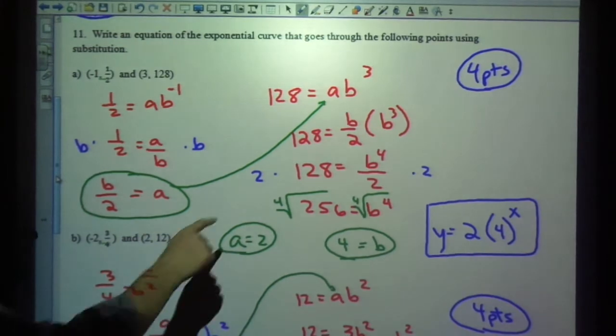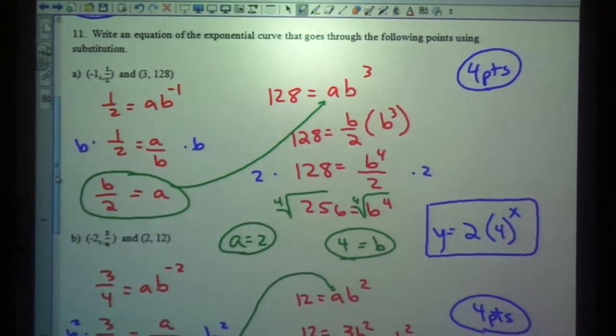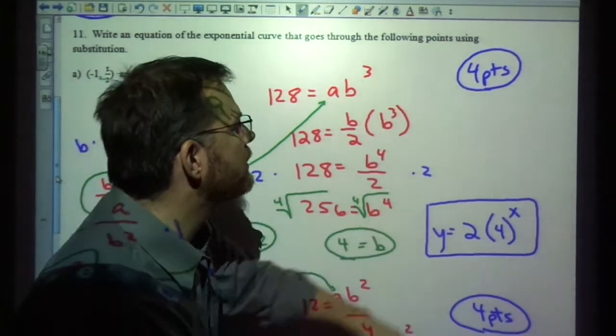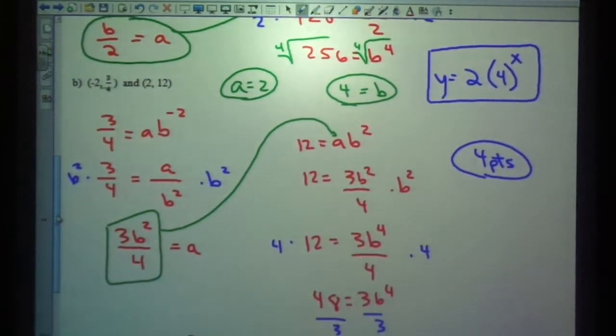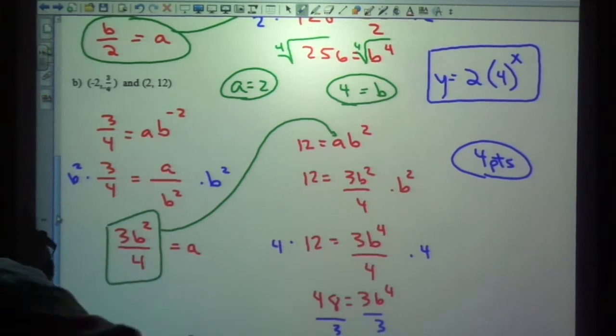The last point then is plugging it back in and getting A is 2. Here's our final answer: y equals 2 times 4 to the x. The next one, 1 point for setting up our equations correctly.